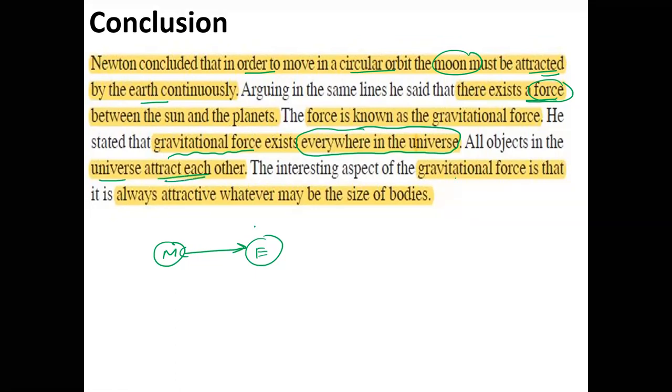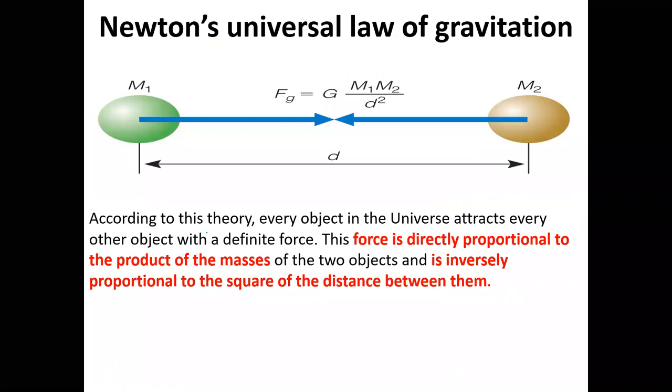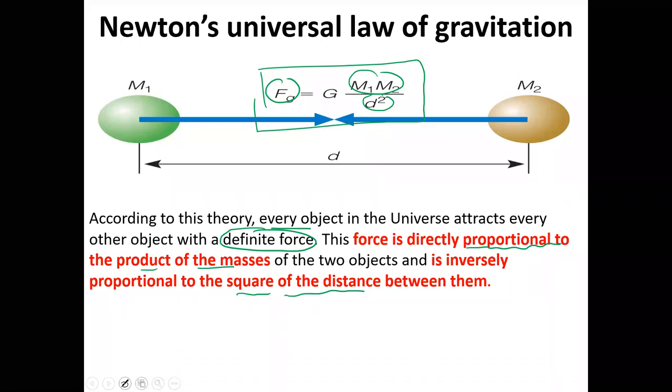And this interesting aspect is what? Gravitational force. So let's have a look now. What is the statement? According to this theory, Newton says, every object in the universe attracts every other object with a definite force. And that value of force, that is F, is directly proportional to the product of masses, that is M1 and M2, and inversely proportional to the square of distance between them. So this is the formula that we have derived: F is equal to G into M1 M2 upon D square.